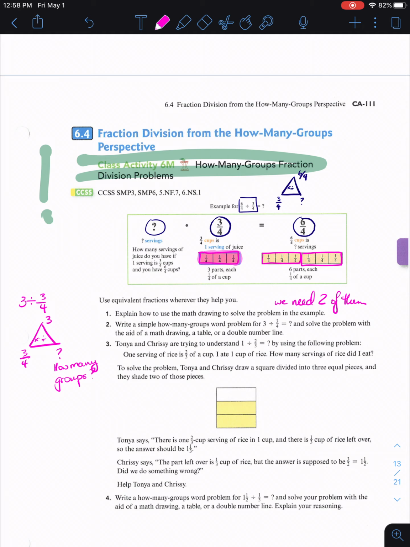Now, what we could do is we could say, to solve it, I have 3 pizzas. Each friend is going to get 3/4 of a pizza. So there's 2, there's 3, and then here's the 4th over there. So that would be 4 friends. Okay. You can also do that with a double number line or a table. You can do that in a number of different ways, but I drew a picture.